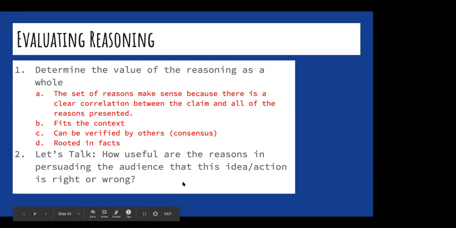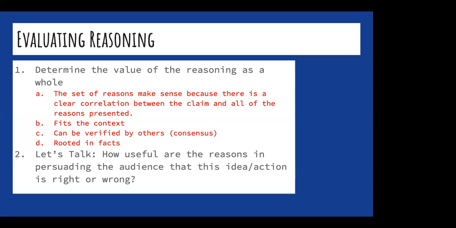Okay. So as we're moving through these upper level standards, we begin to look at the value of the reasoning as a whole. So our next two steps, between this reasoning and then evaluating the whole argument, we are looking to see if the set of reasons makes sense because there's a clear correlation between the claim and all of the reasons presented. So this is where we start to take a step back from digging into those little tiny details of the argument, and we start looking at, do all of my reasons work together? And this is how we evaluate those reasons.